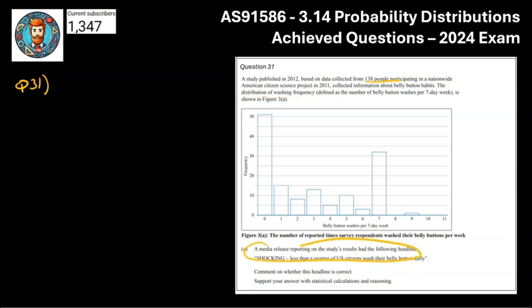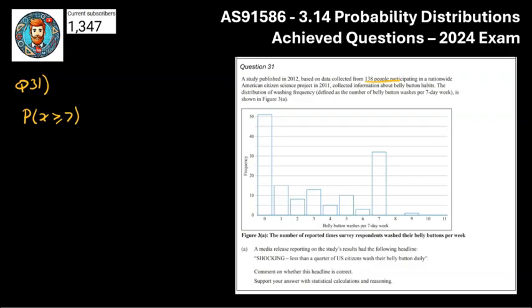And a media release based on this study has said, shocking, less than 1/4 of US citizens washes their belly button daily. Comment on whether this headline is correct. Use numbers and statistical calculations with reasoning to support your answer. So I guess the first thing to note is daily. For me, I need to find the probability that X is 7 or more. If you're washing your belly button once per day, you're going to be washing it at least 7 times, but maybe more than 7 times, because you might be having 2 showers a day and washing it twice, or whatever.